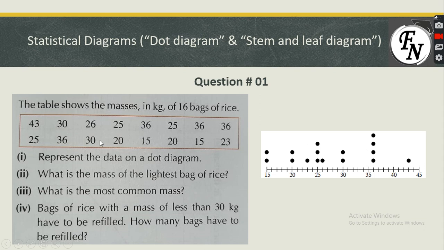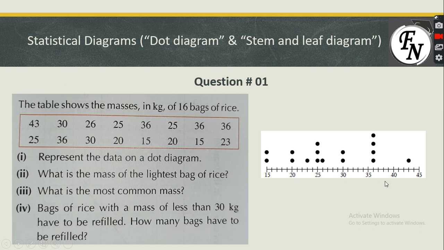And all the points can be represented in this diagram. So first of all, we will represent this 43. We will go here, this is 40, this is 41, 42 and 43. So here's a spot for 43. After that we go to the other number, that is 30. We will make a mark at 30, and we will complete all these values like this. And if we have a similar value more than once, we will make a spot over it, and this is how we obtain a dot diagram.